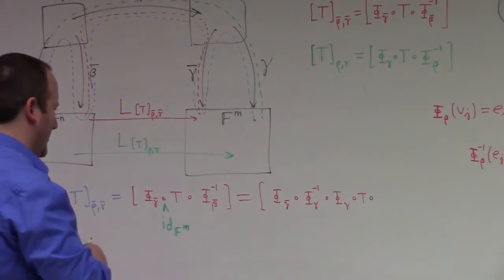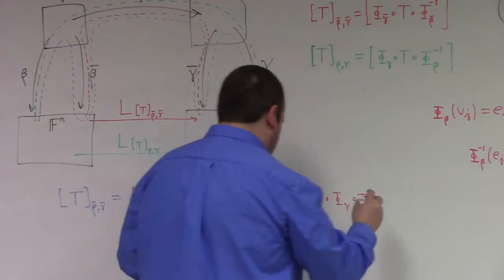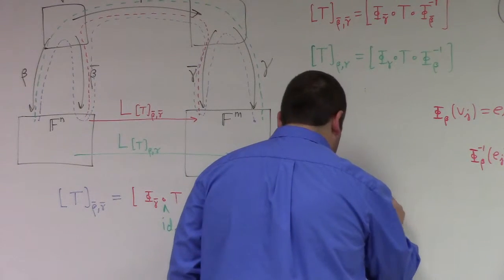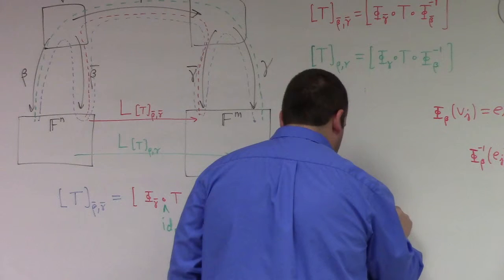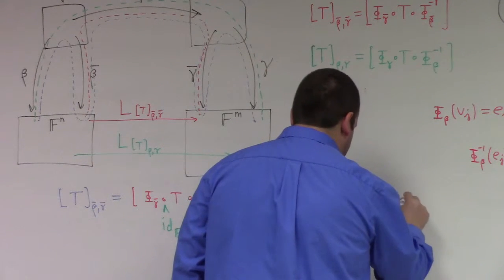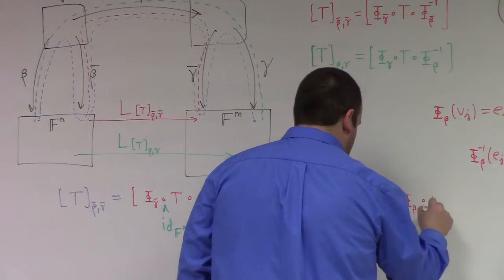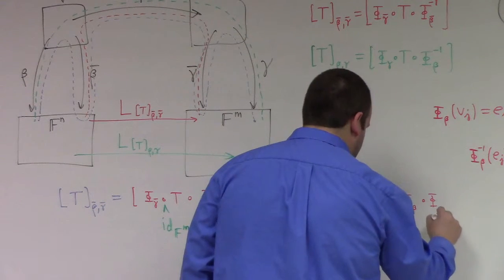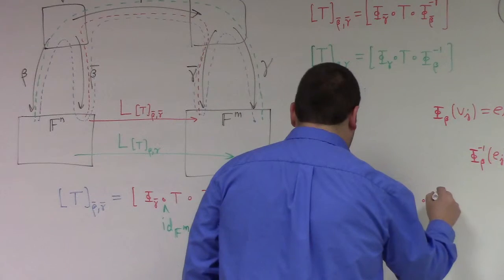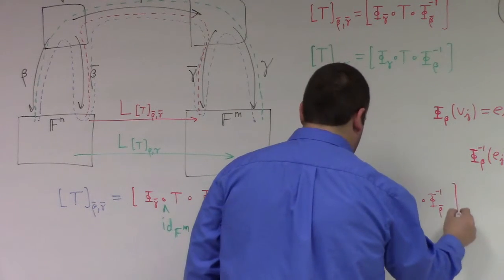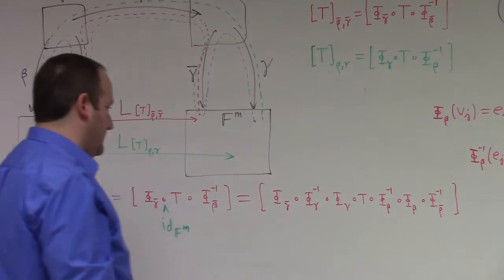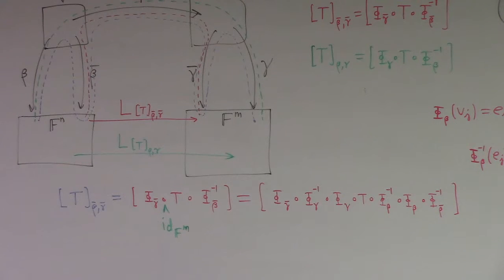Let me keep going and stop trying to explain. Then this is phi beta inverse composed with phi beta. I'm inserting the identity, hopefully logically. Does that make sense?